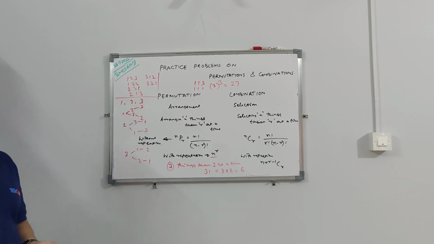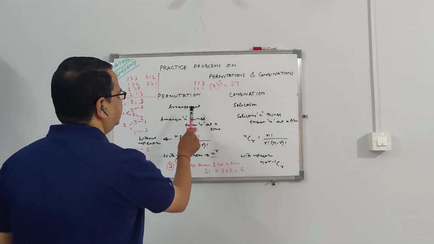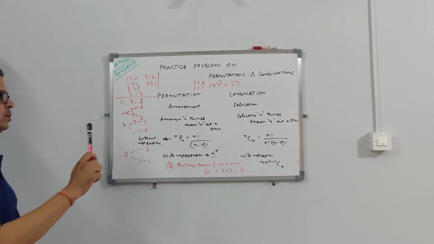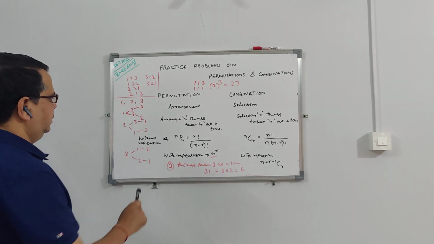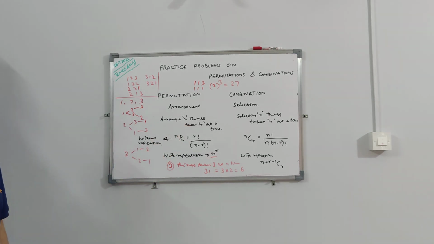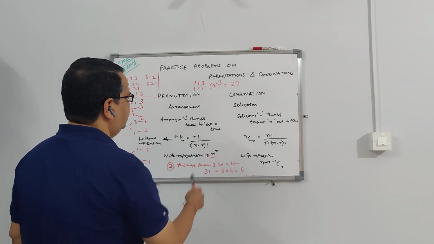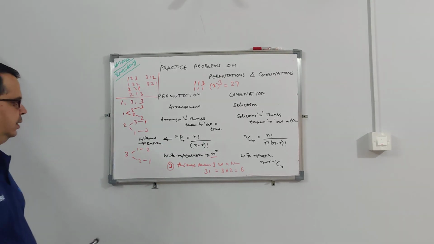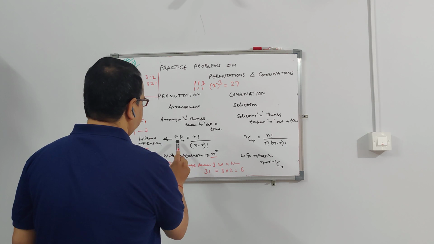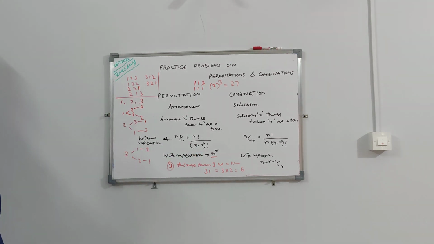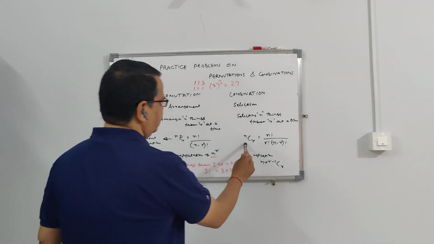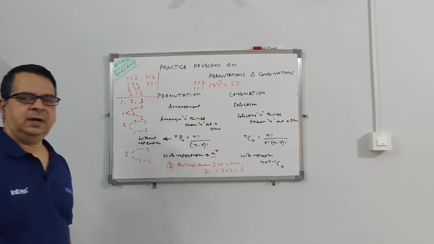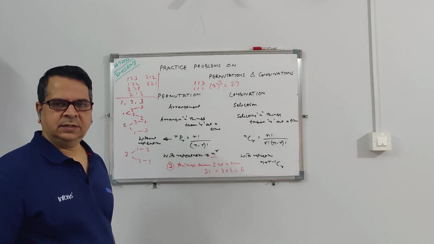What is the basic difference between permutation and combination? Permutation is an arrangement, whereas combination is a selection. Permutation means we arrange n things taken r at a time. Without repetition, the formula for permutation is n factorial by n minus r factorial. Similarly, the formula for combination is n factorial by r factorial into n minus r factorial.